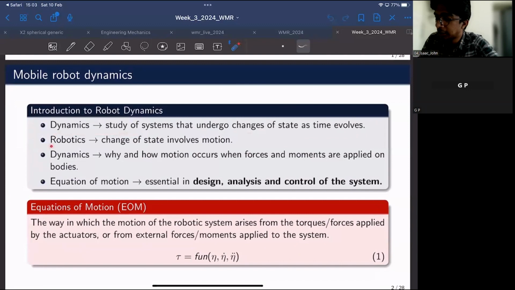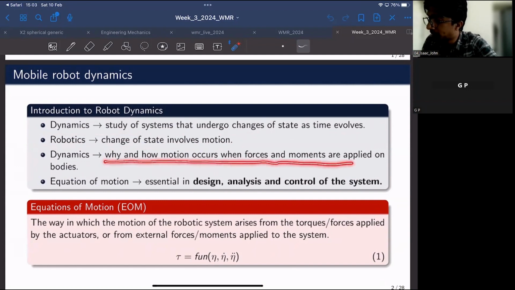Specifically for robots, it studies the change of state. The change of state basically involves motion. So in robots, the change of state is how the robot moves as a result of the external forces and moments. Basically, dynamics is the study of why and how motion occurs when forces and moments are applied on bodies.